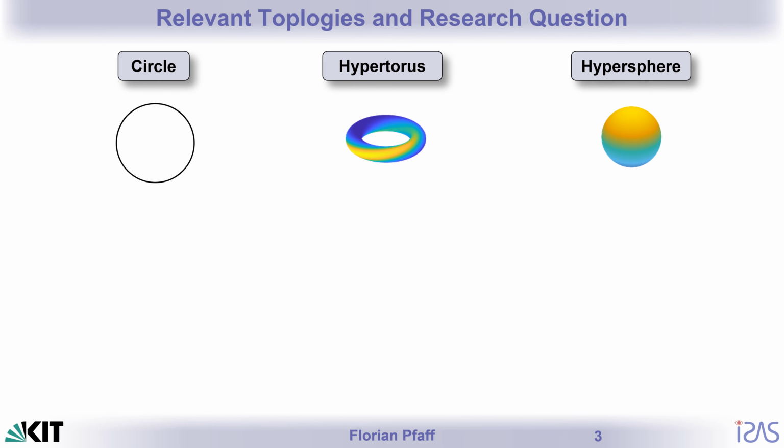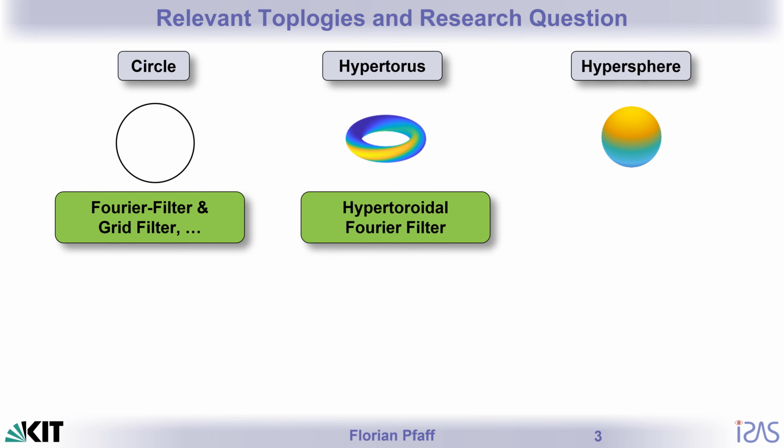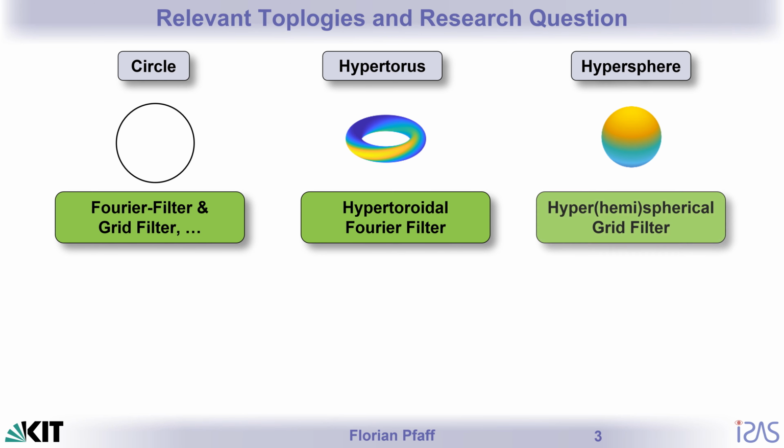For all topologies just mentioned, filters have been proposed in recent years. For the circle, there is the Fourier filter and a grid filter, which we call the Fourier interpolated grid filter, which is closely related to our novel approach. And there are a multitude of other filters that are, for example, assumed density filters that only consider a parametric form of densities. For the hypertorus, there is the hypertoroidal Fourier filter. This is also closely related to our novel approach. And for the hypersphere, we recently proposed the hyperspherical grid filter and the hyperhemispherical grid filter.